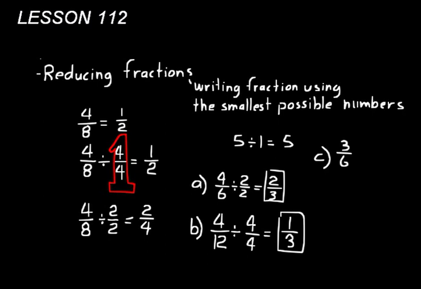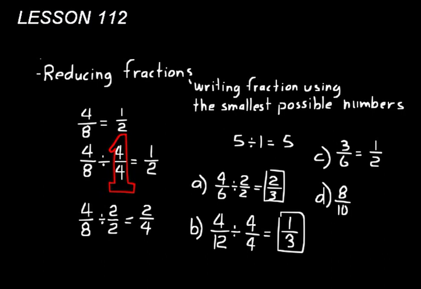Look at C, 3/6. Remember my little hint I gave you in lesson 123? If you can multiply the numerator by 2 and it equals the denominator, then that is an equivalent fraction of 1/2. And you can do that for 3/6, right? Because 3 times 2 equals 6. So we know that that one's 1/2. We don't have to divide by a fraction of 1.